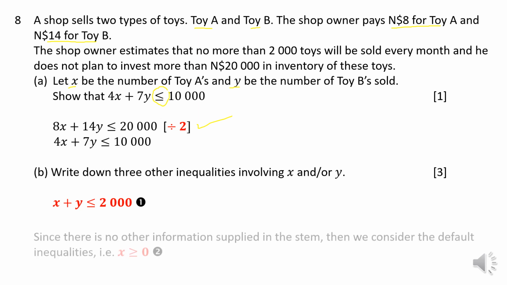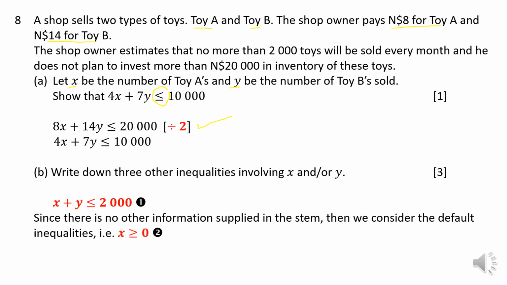Now the other 2, since they are not obvious, you have to take them as default ones, right? x is greater or equal to 0, and y is greater or equal to 0. It's very important, this information, that you do get it. There's no other information supplied in the stem, so we have to consider the default ones.